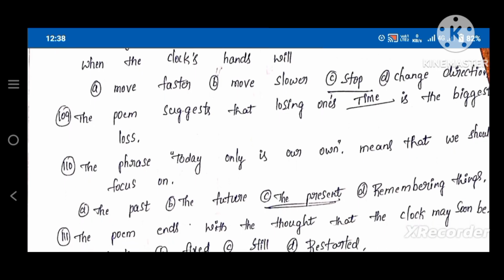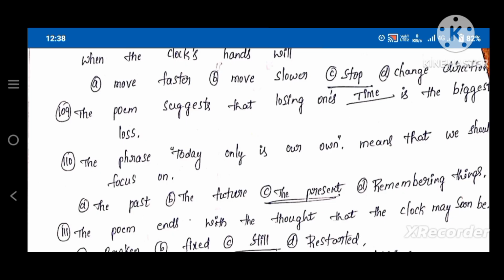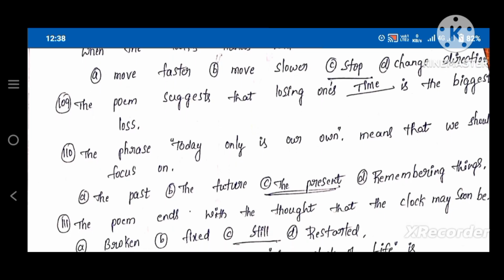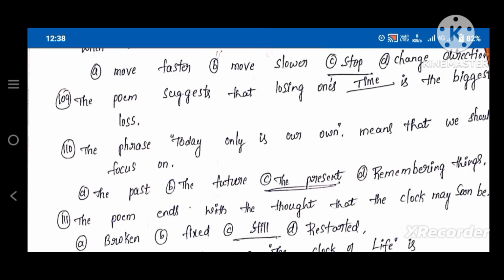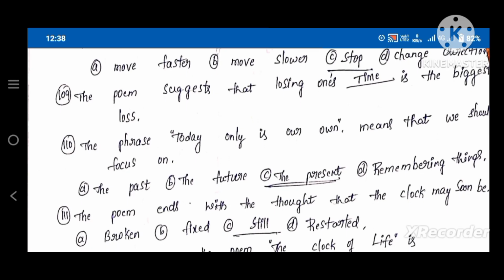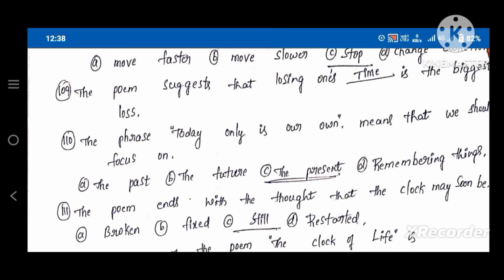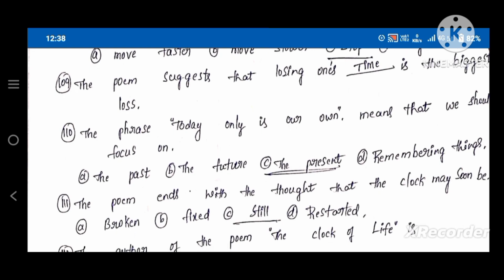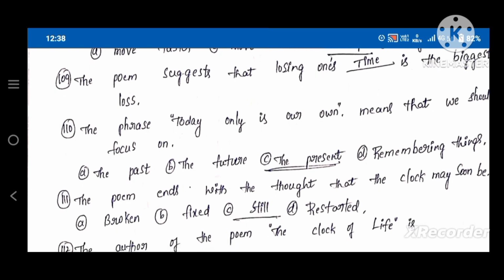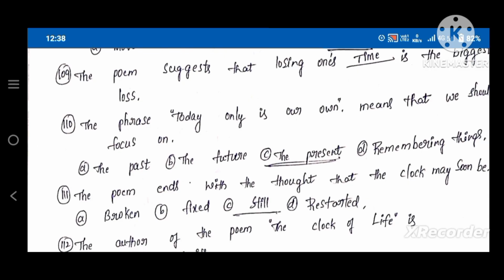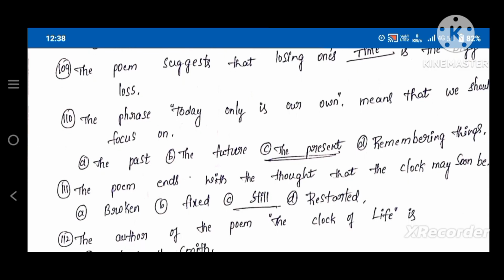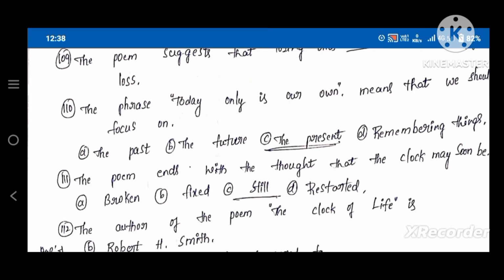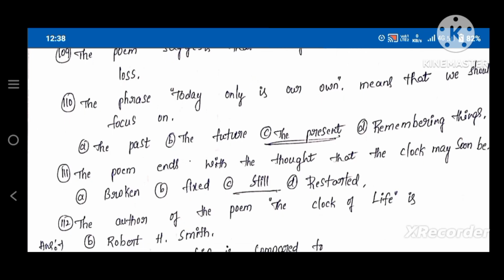Answer is C. Stop. The poem suggests that losing one's time is the biggest loss. The phrase "today only is our own" means that we should focus on the present. Answer is C. Next question. The poem ends with the thought that the clock may soon be... Answer is C. Still.